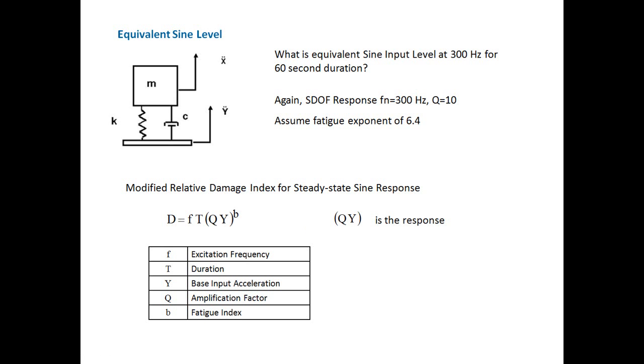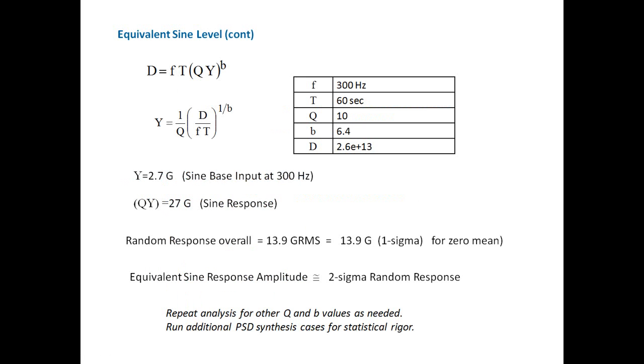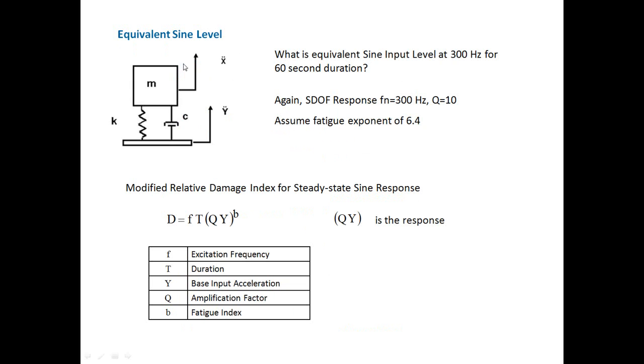Well, let me show you the next slide here. So we take this formula here, and in our case, we know all of these variables except we do not yet know what our Y base input acceleration is. We know what D is because we just calculated that for the random vibration case. And we're trying to come up with a so-called equivalent sine level for fatigue. Now, in this unit today, the only thing we're concerned about is fatigue.